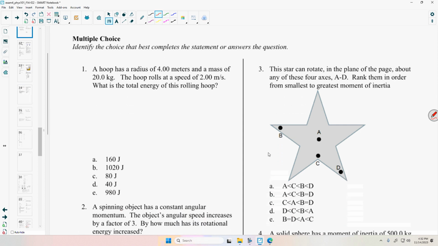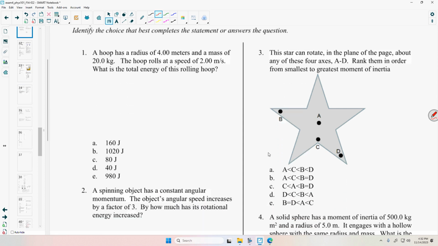So here, which two are the same? B and D, they're symmetrical. So I can get rid of some of these. I get rid of that one and that one. And then which one is the smallest? A would be the smallest. So that gets me the answer. I can get rid of that one and that one. So A is less than C. Oh, no, that's not right. Yeah, that's right. A is less than C is less than B, which is equal to D. You said 19 on what?